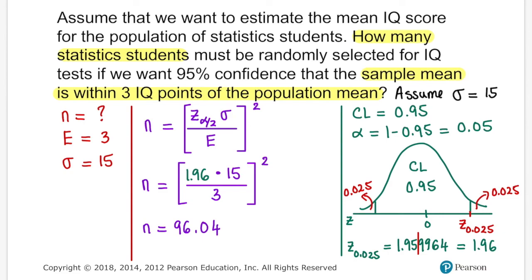And I got n is 96.04. When n is a decimal, I round it up to the next larger whole number, which is 97.